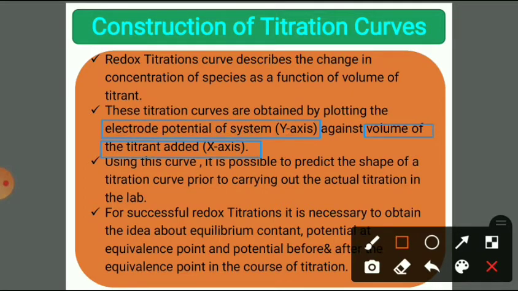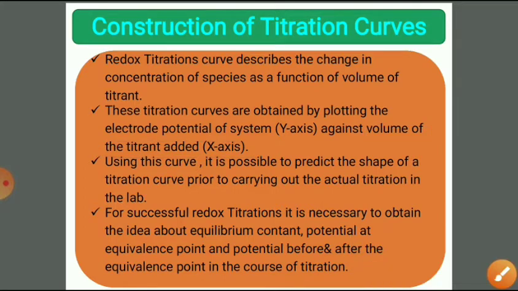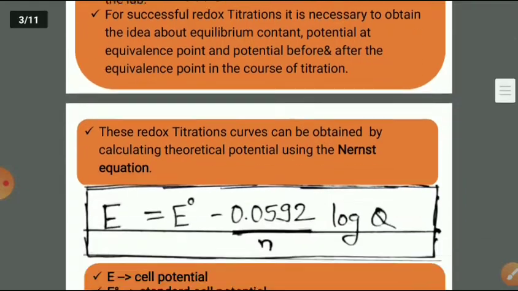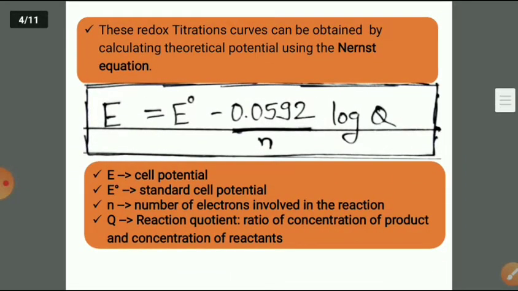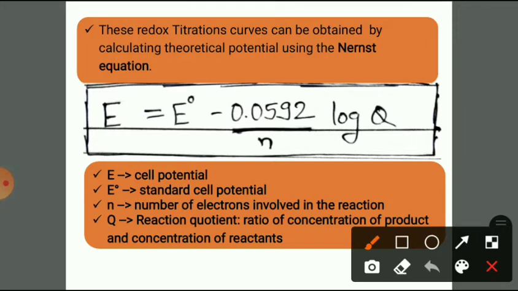Using this curve, it is possible to predict the shape of the titration curve before carrying out the actual titration in the laboratory. For successful redox titration, it is necessary to obtain the idea about the equilibrium constant, potential at the equivalence point, and potential before and after the equivalence point in the course of titration. These redox titration curves can be obtained by calculating the theoretical potential using the Nernst equation.